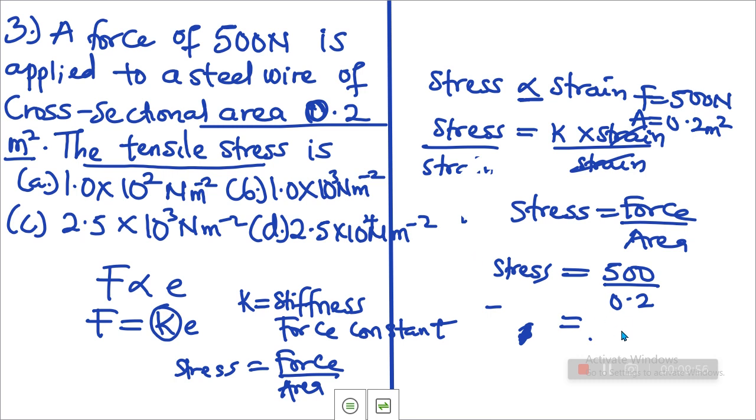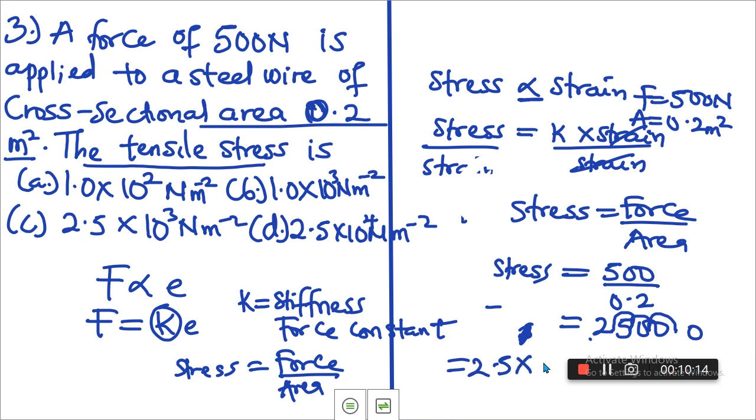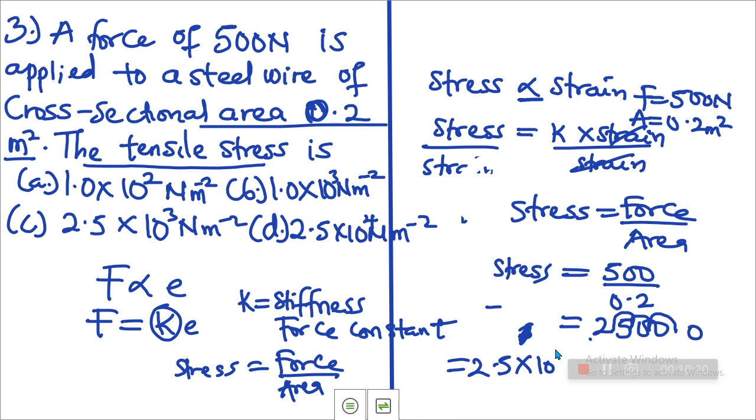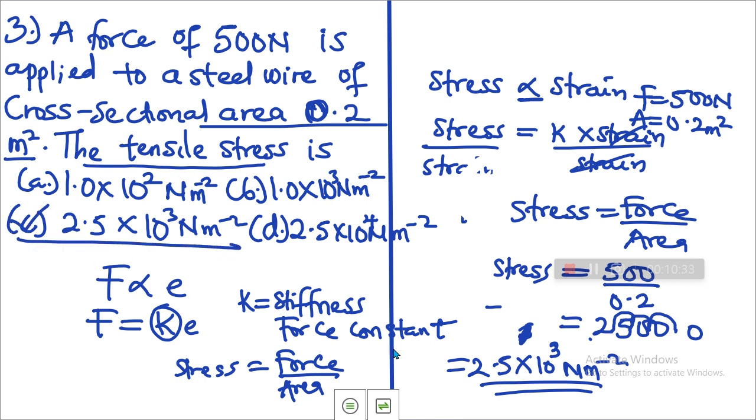Now if you want to represent 2500 in standard form, how will you do that? You know that 2500 is the same thing as 2500.0. So let's move the decimal one by one: 1, 2, 3. So that will be 2.5 times 10 raised to power 3 Newton per meter square. So that's the unit for stress. So that's our answer. So option C is our right answer. So let's go to the next question.